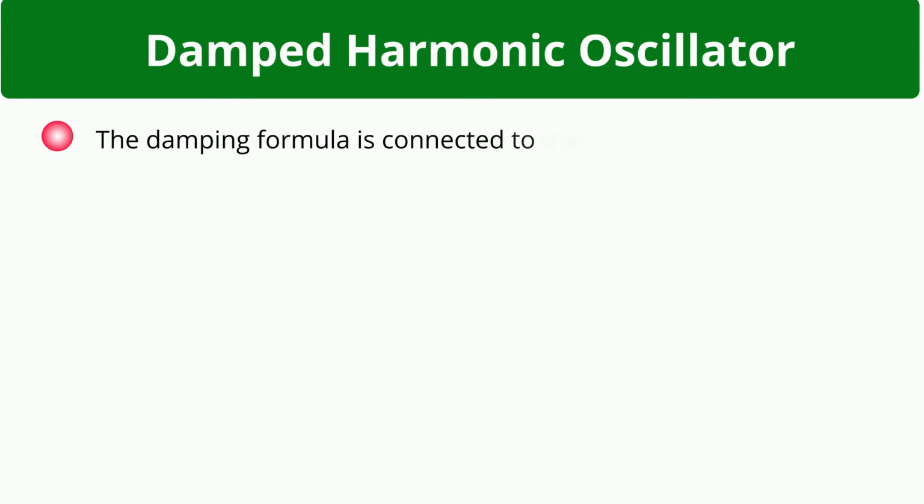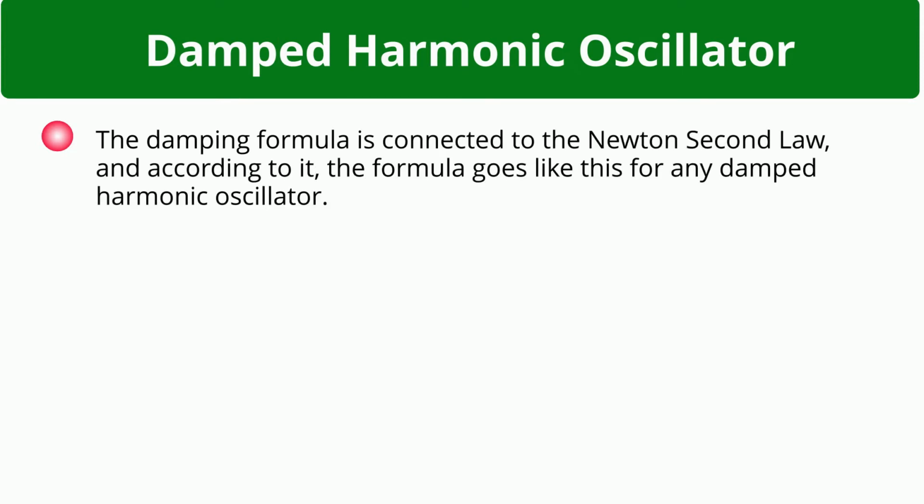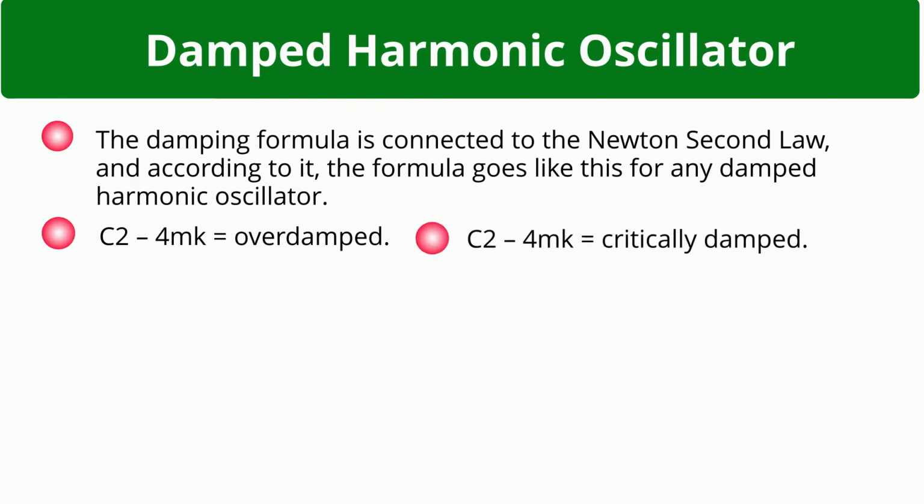The damping formula is connected to Newton's second law, and according to it, the formula goes like this for any damped harmonic oscillator. C² > 4mk is overdamped. C² = 4mk is critically damped. C² < 4mk is underdamped.